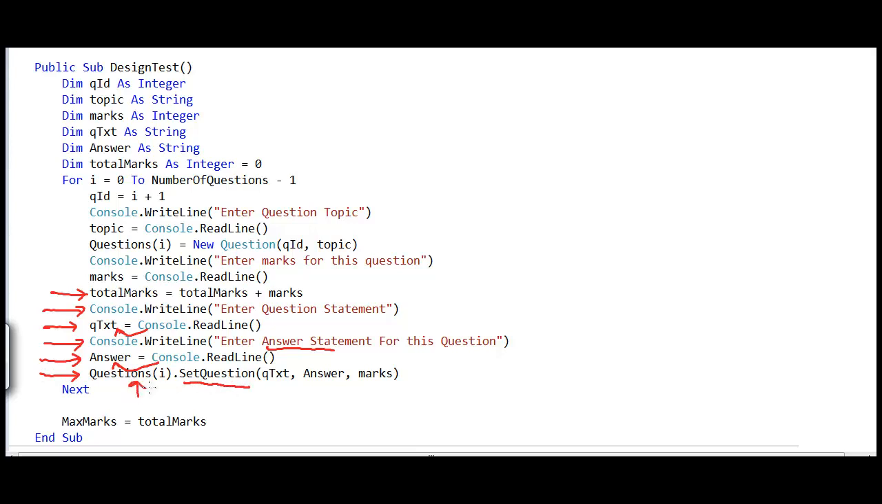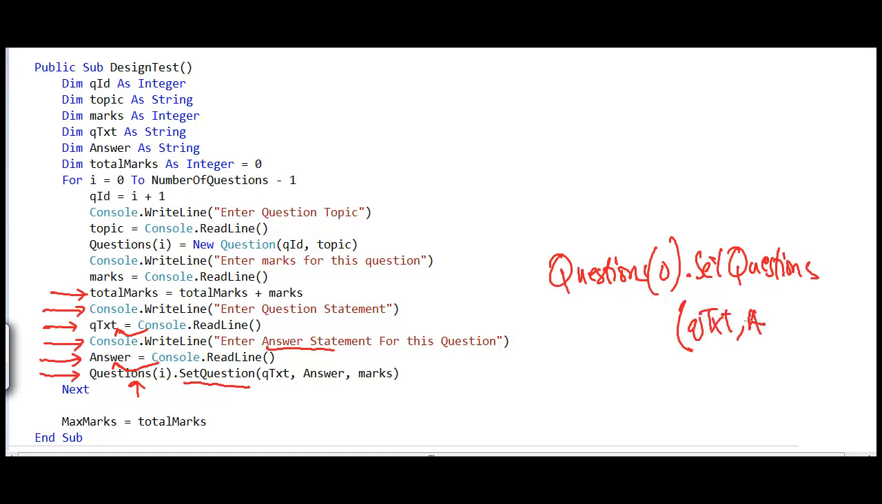So when this gets called and I is equal to 0, this is the first time this loop is running, so this becomes what? Questions 0 dot set questions, right? So now we are calling the set questions method and we are passing the following parameters: qtext, answer and marks, right? So these are the 3 parameters that we are passing.